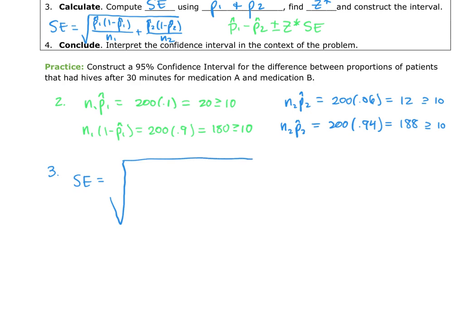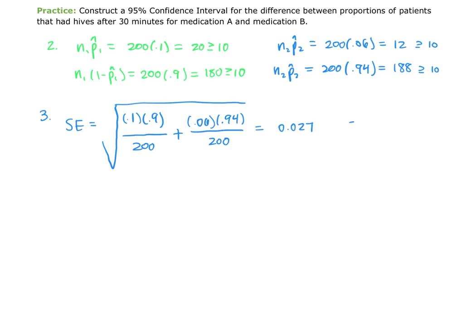We have our big square root, and we take, first off, p hat 1, so 0.1, times 1 minus that, so 0.9, divided by the sample size of 200. Add to that sample proportion 2, 0.06, times 1 minus that, 0.94, over a sample size of 200. So the calculator will give us the result of 0.027. And our z-value is 1.96 because we're using a 95% confidence interval.